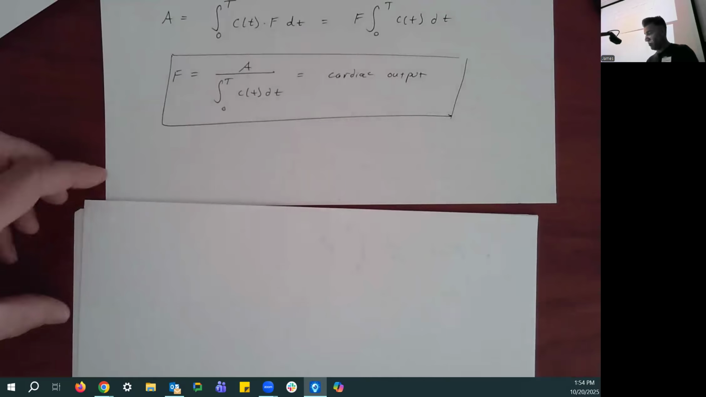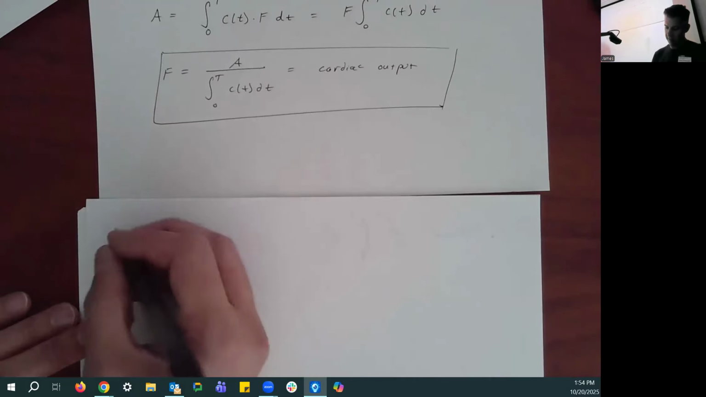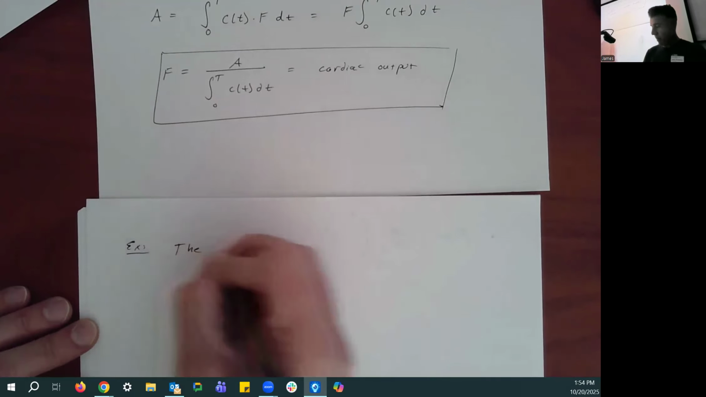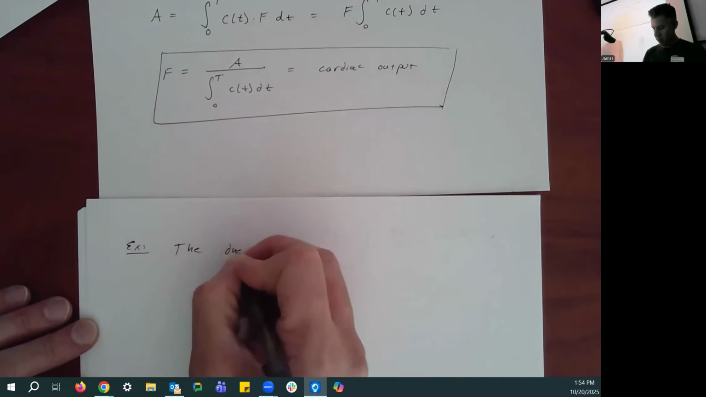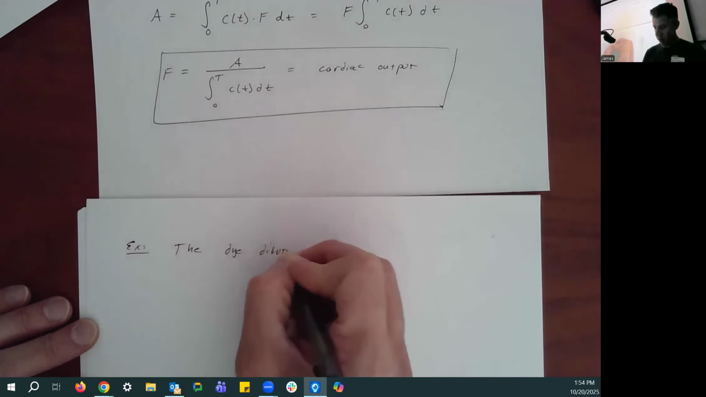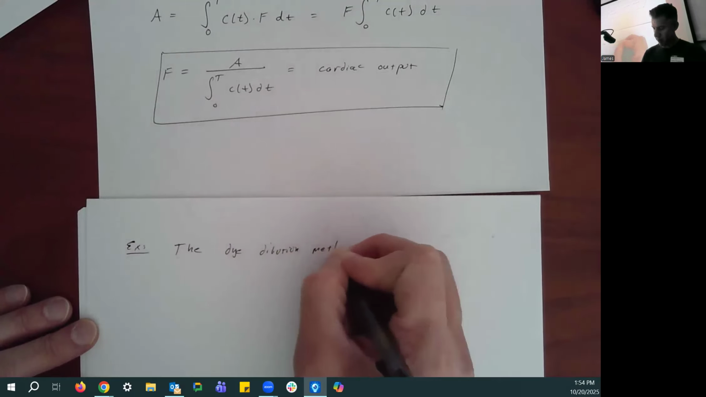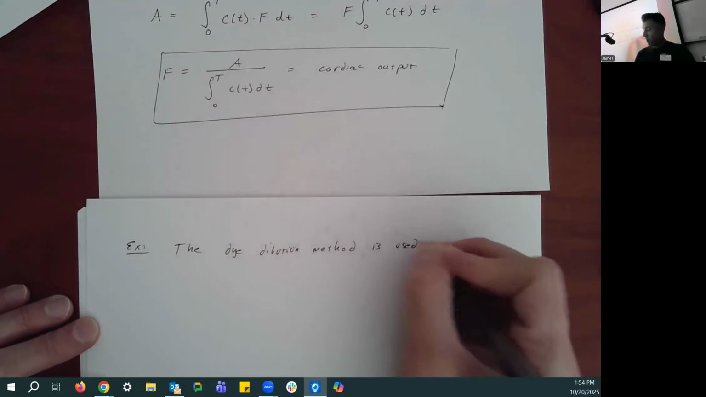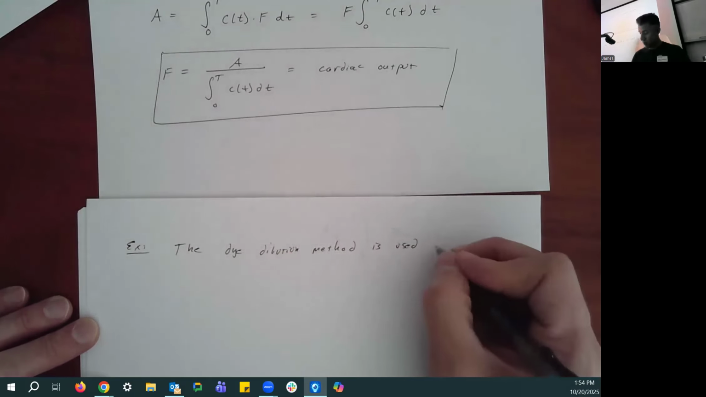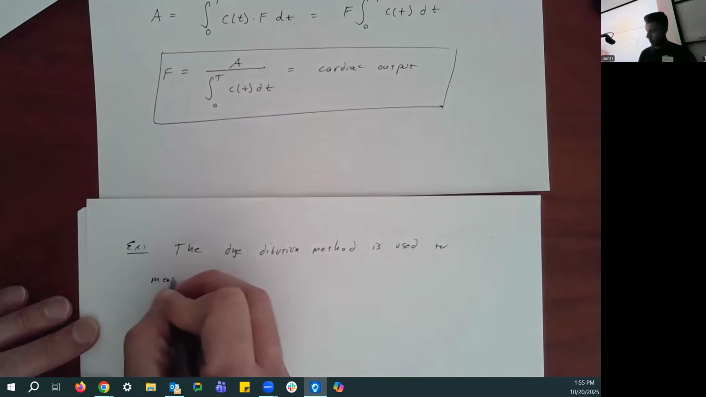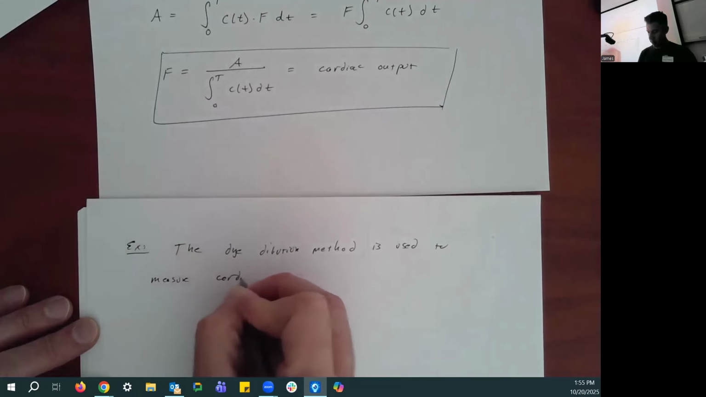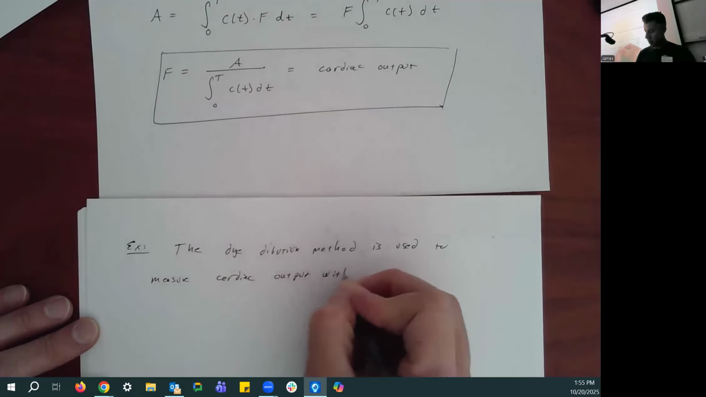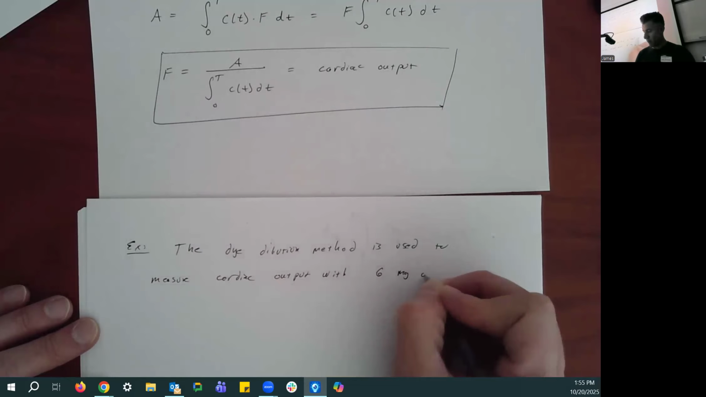So for example, we could say the following. This method, the dye dilution method, which I guess is what this is called. Don't ask me about the biology. I know nothing about the biology, except for what the book tells me. The dye dilution method is used to measure cardiac output with 6 milligrams of dye.